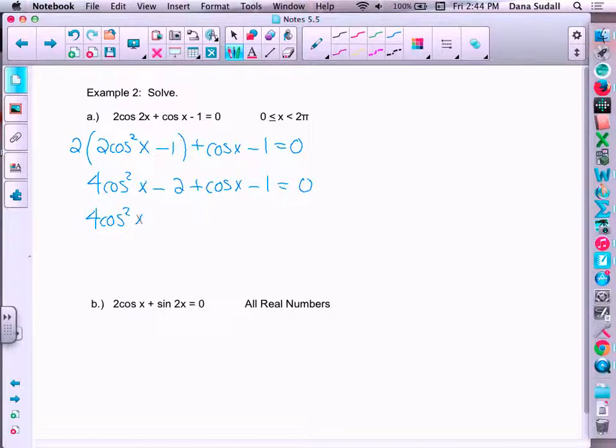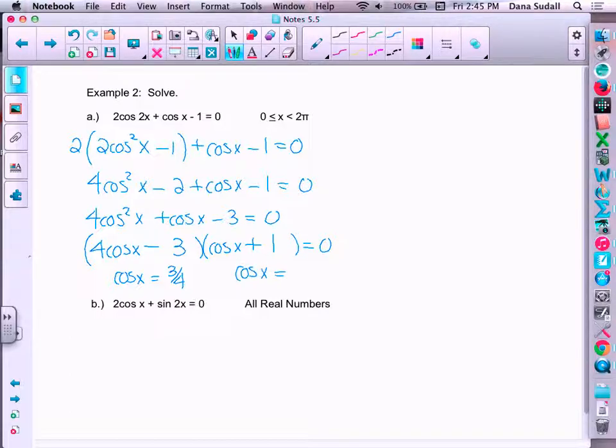So 4 cosine squared x plus cosine x minus 3 equals 0. This does happen to factor. So I need factors of -3 that when I plug in, I'll get a positive cosine there. So if I do 3 and 1 and plus and minus, I think it does it for me. So I get 4 cosine minus 3 cosine gives me 1 cosine. So if you set each factor equal to 0 and solve for cosine x, I'll get cosine as 3/4 from that first factor, and cosine is -1 from that second factor.